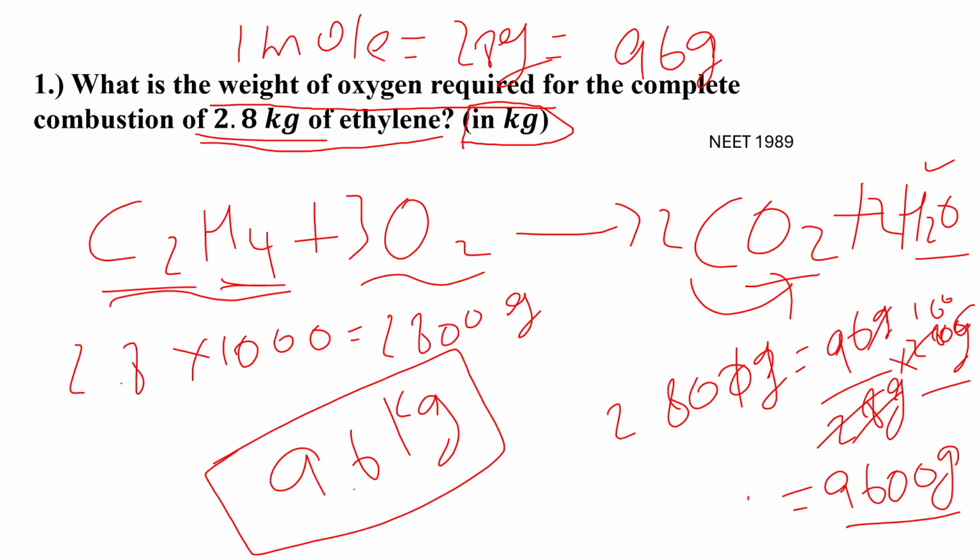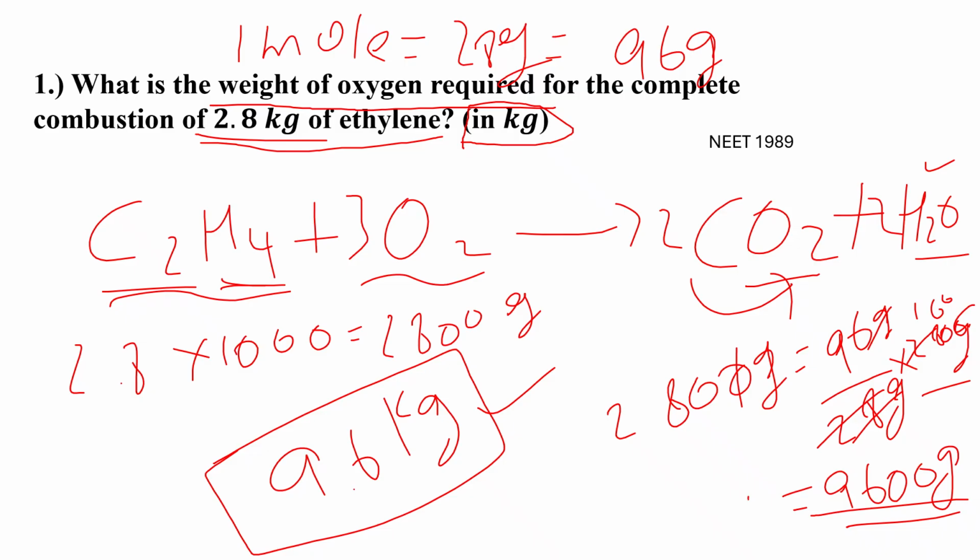The weight of ethylene is 28 grams. So 28 gram of ethylene requires 96 gram. So 1 gram of ethylene requires 96 divided by 28 gram. So for 2.8 kilogram of ethylene, I am converting the kilogram into gram. 96 gram divided by 28 gram multiplied by 2800 gram will give the required amount of oxygen for the combustion of 2.8 kilogram of ethylene. We can convert the final answer into gram or kilogram if we want.